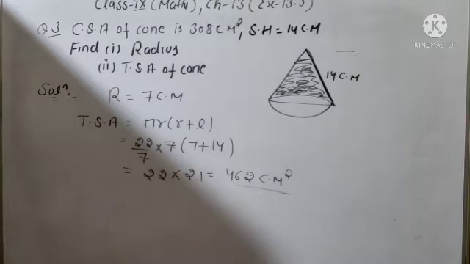You can easily find out the value of r, the radius, and after that, if you have both the radius and the slant height, you can easily find out the total surface area of the cone also. So this will be pi r into r plus l. It will be 22 by 7 into r, which is 7, into 7 plus 14. So it will be 21 into 22, which is 462 centimeter square. Clear?